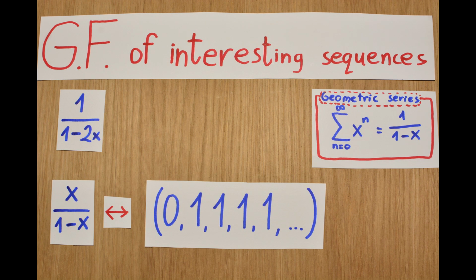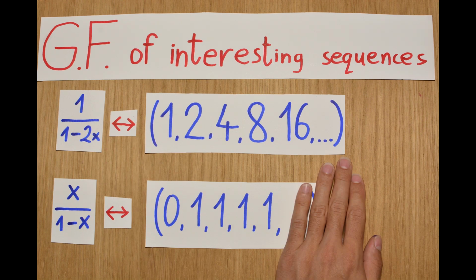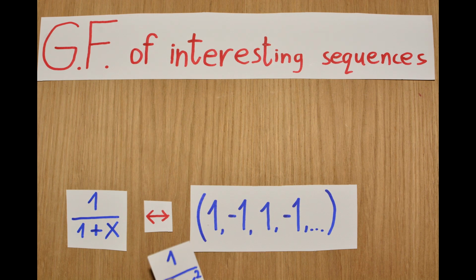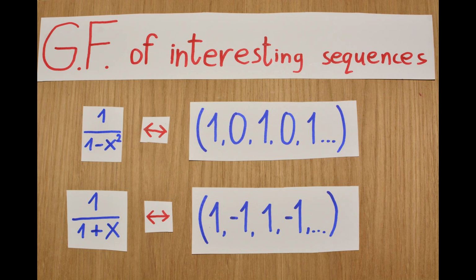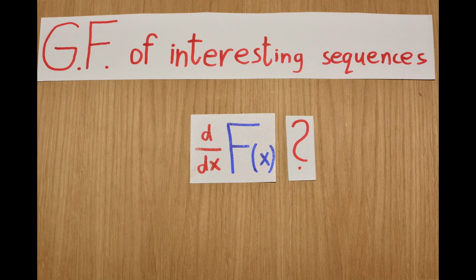We can also put a number next to x to get its geometric progression. And we can use -x to get an alternating sequence. If we want to skip a few terms, we put in x to some power. Now let's ask, since this is a function, can we take its derivative?